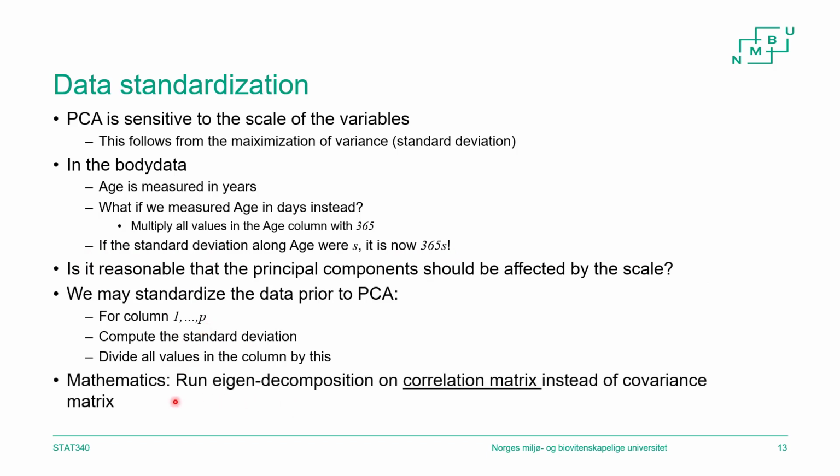And in mathematical terms, with respect to the previous slide, instead of running the eigendecomposition on the covariance matrix, you now use the correlation matrix instead. That's exactly the corresponding way of doing this: standardizing and then doing the ordinary procedure is the same as doing the eigendecomposition on the correlation matrix directly instead of the covariance.